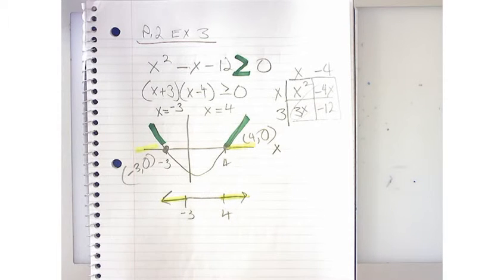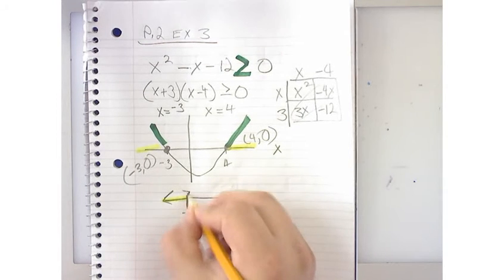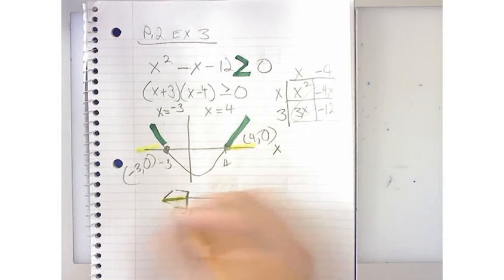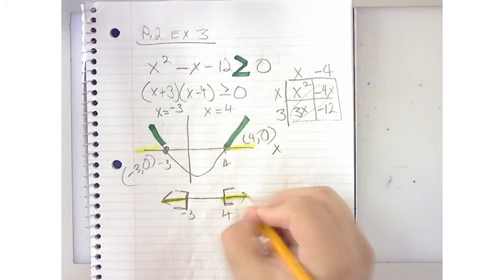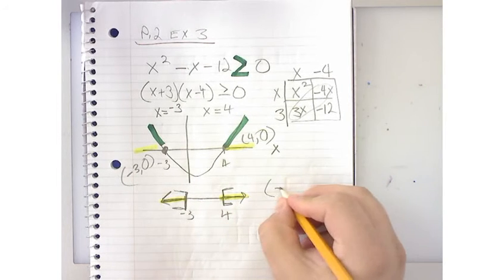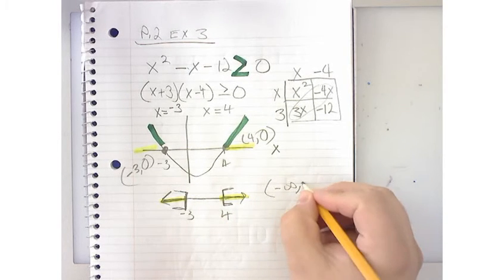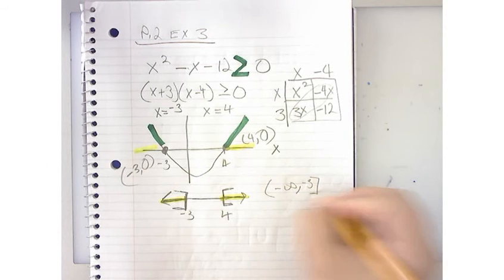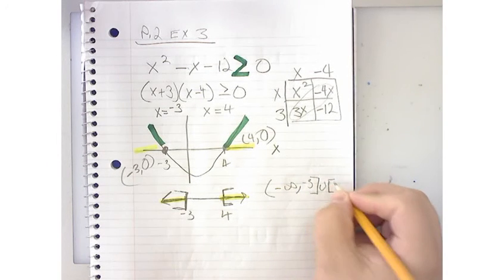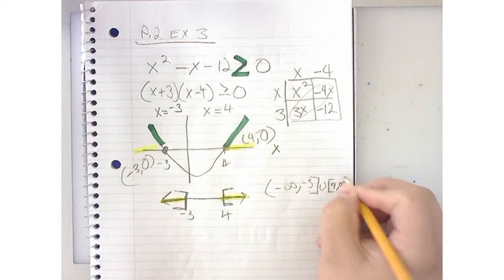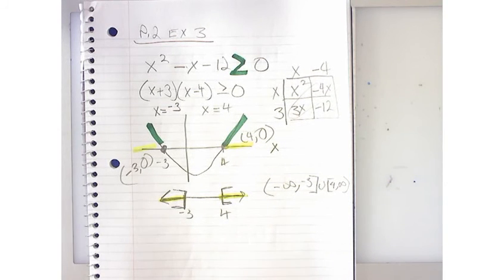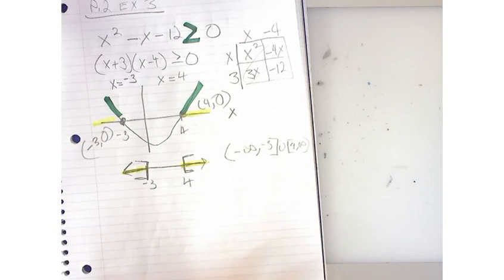Are we including negative 3 and 4? Yes. So to graph it, I would do it like this and like this. And so that would give me negative infinity, comma, negative 3, union 4 to positive infinity. And that's pretty much it. Does that make sense? Okay, any questions?